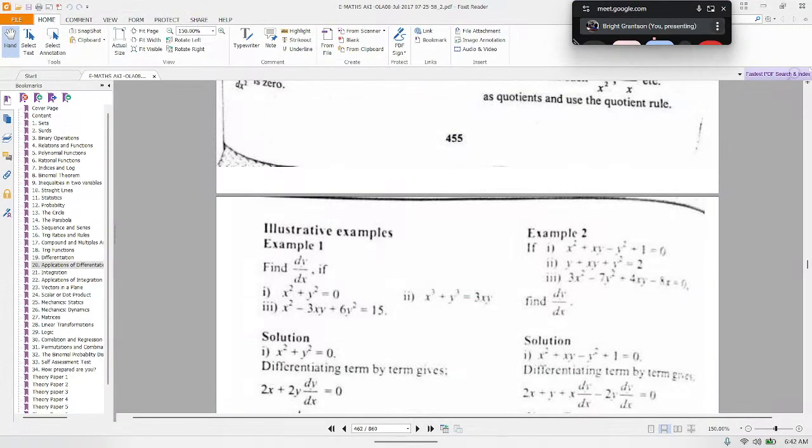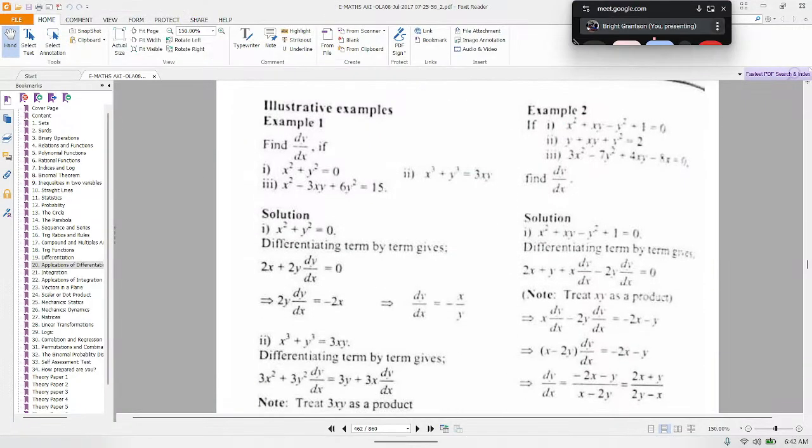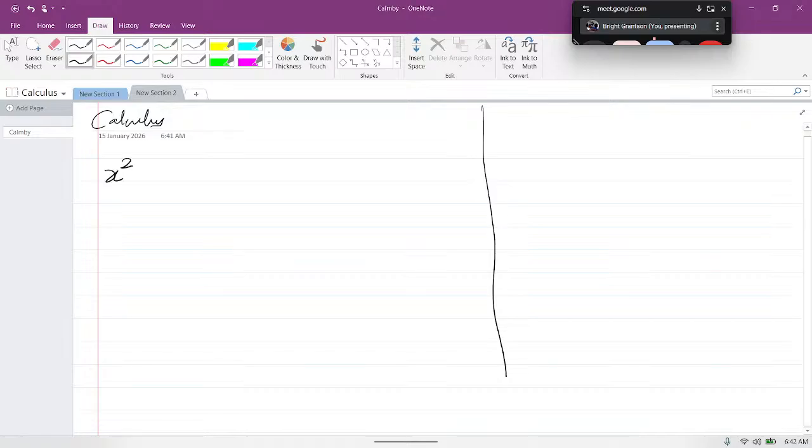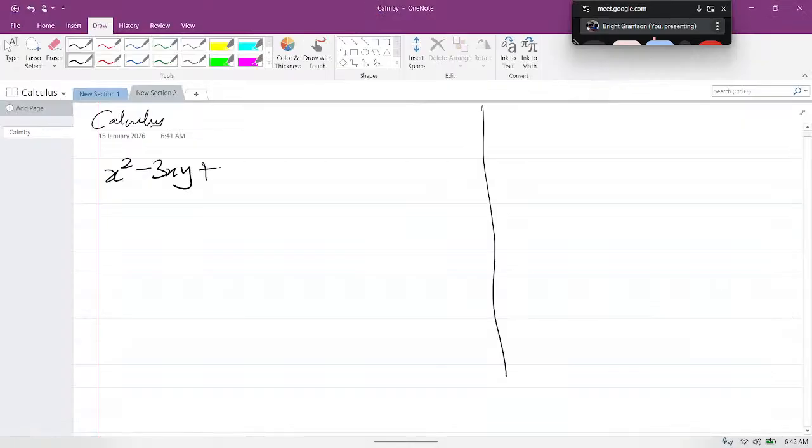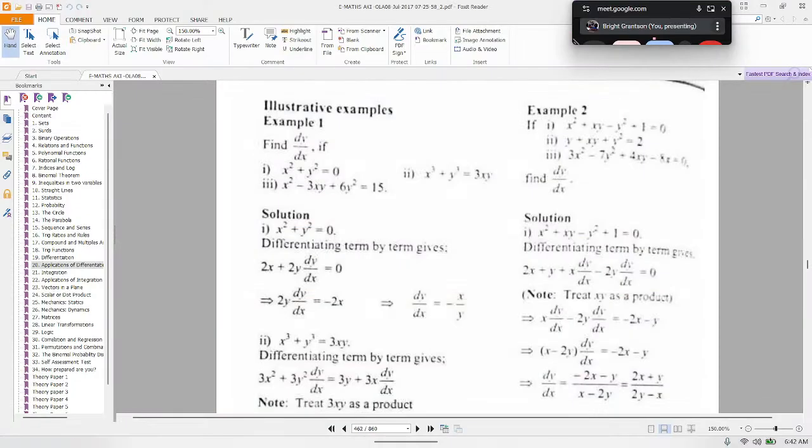So 2x squared minus 3xy plus 6y squared equals 15. Find dy/dx.